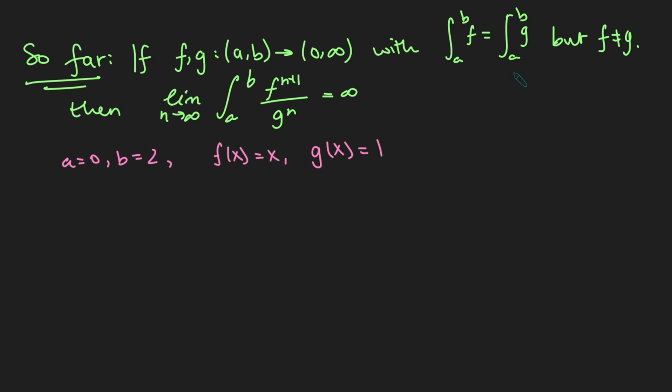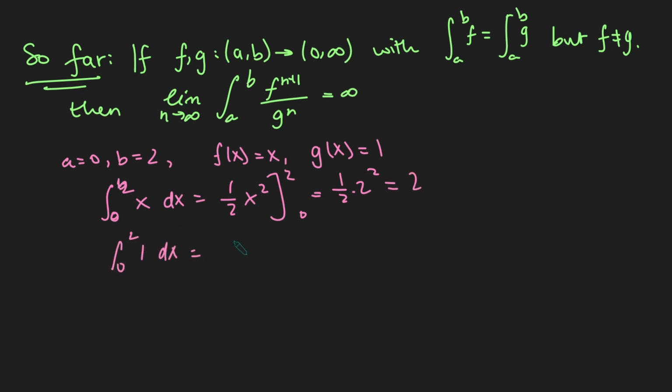And are their integrals the same? Well, we can just manually check this. The integral from 0 to 2 of f of x, which is just x, that's going to be a half x squared from 0 to 2, which is a half times 2 squared, which is 2. And what about the integral from 0 to 2 of 1 dx? Well, that's just x between 0 and 2, which is just 2. And so their integrals are the same, but they're definitely distinct functions.